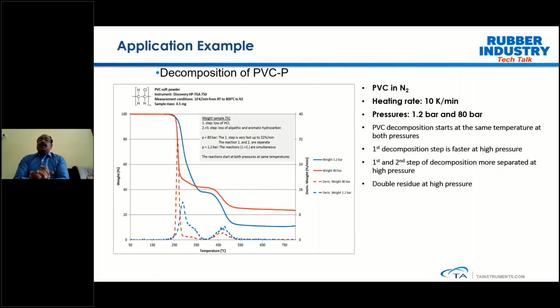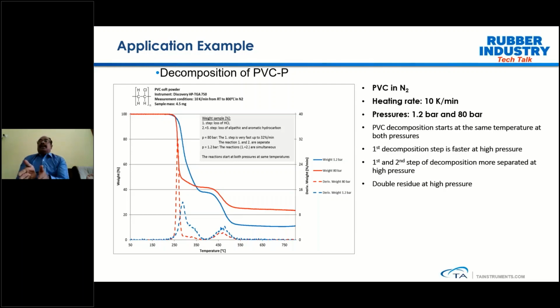Here I can show you the studies we have done on the PVC materials. The blue one is at a pressure of 1.2 bar. The heating rate is 10 Kelvin per minute, so it's a standard heating rate. You can see clearly the two step changes of PVC. First, it evolves the HCl from the chain, and then the second decomposition corresponds to the loss of aliphatic and aromatic hydrocarbons.